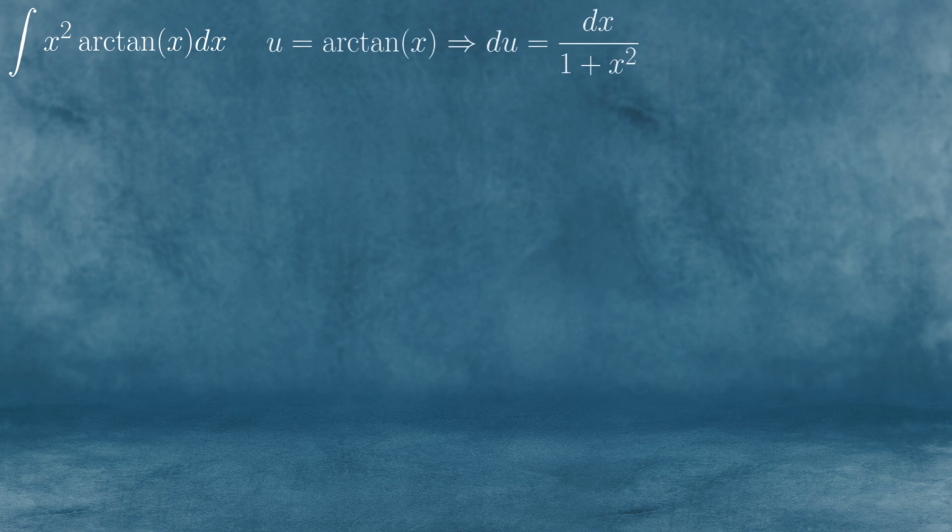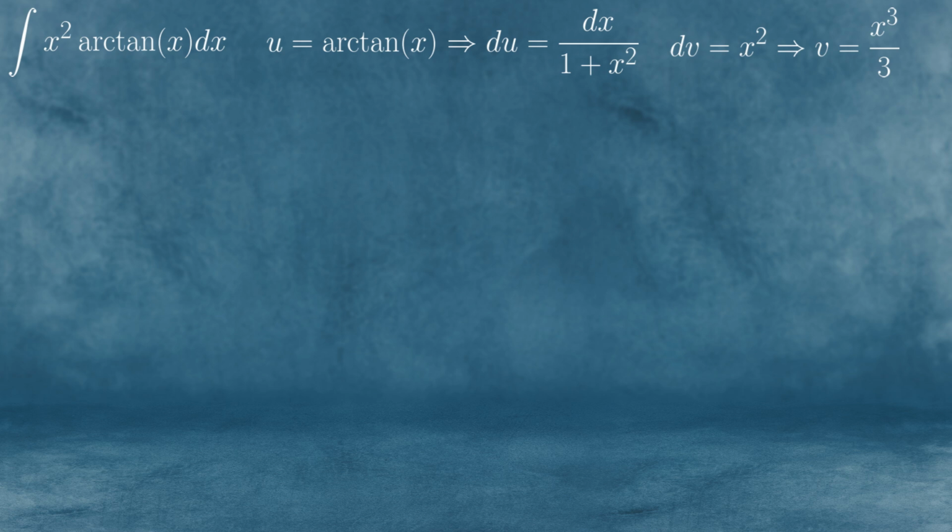Let us consider the integral of x squared arctangent of x dx. Notice that the function arctangent of x is a function whose integral we don't know. Thus, we have to take this as our variable u. Thus, if u is equal to arctangent of x, then du is equal to dx over 1 plus x squared. Therefore, we have to take dv as x squared dx. So if we integrate dv, we get v equals x cubed divided by 3.